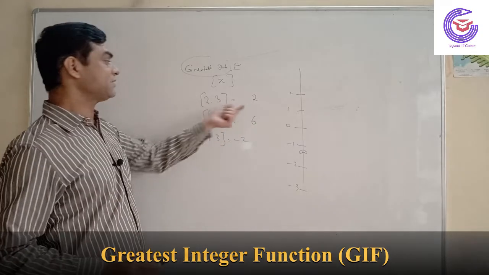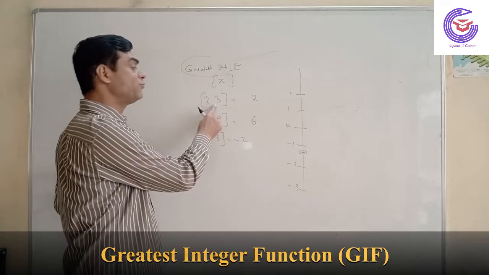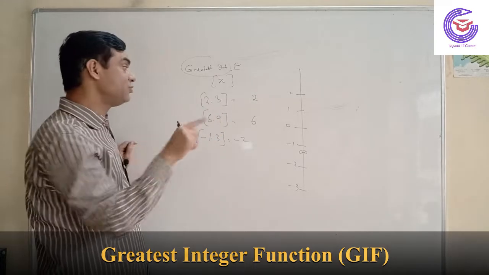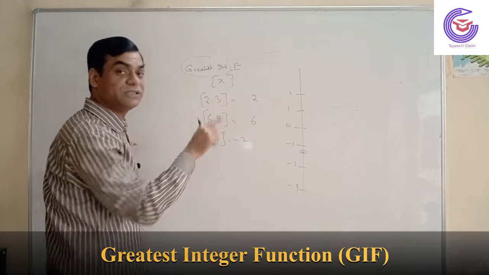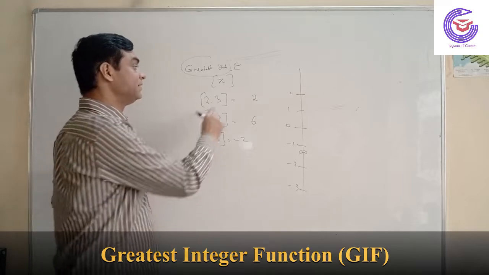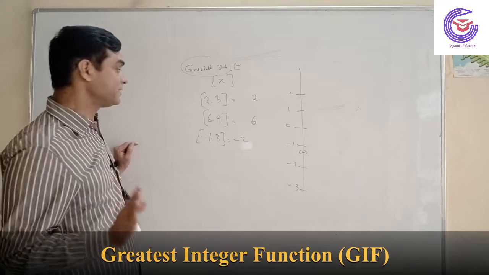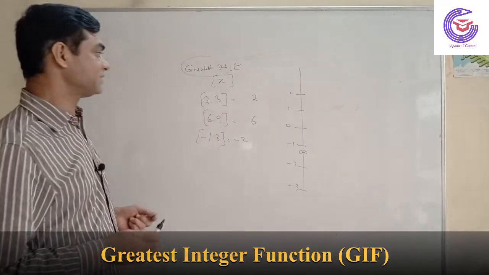The same rule applies here as well. For 2.3, all the integers which are less than 2.3 are 2, 1, 0, and which one is the greatest one? That is only 2. So this is the greatest integer function. Hope you understand why it is called the greatest integer function.